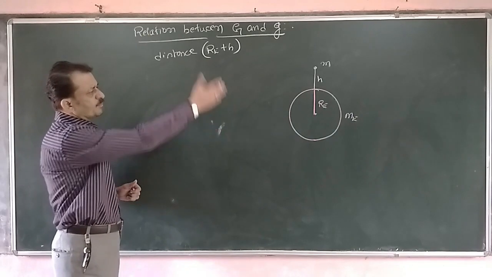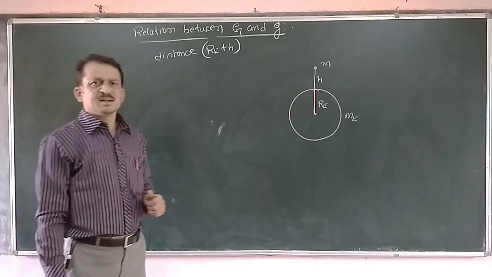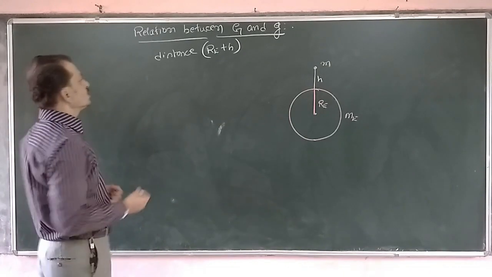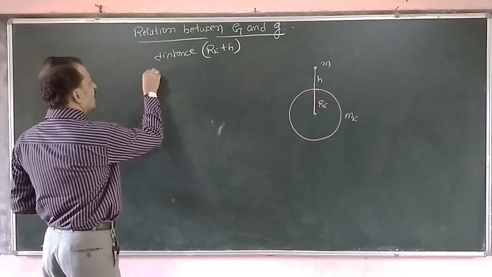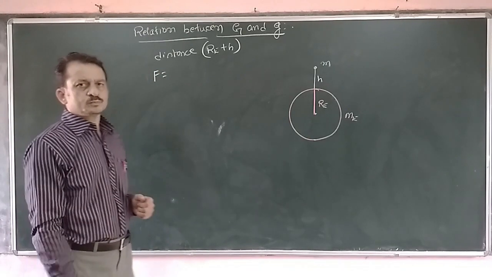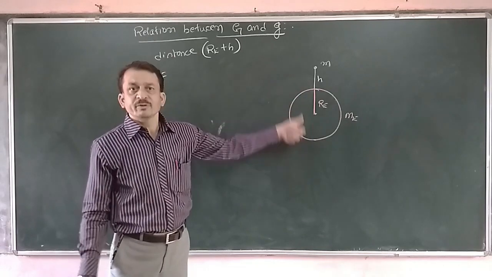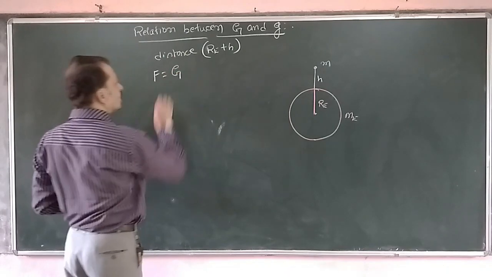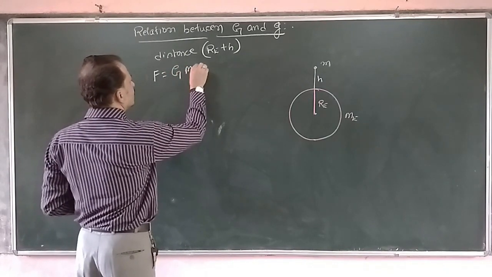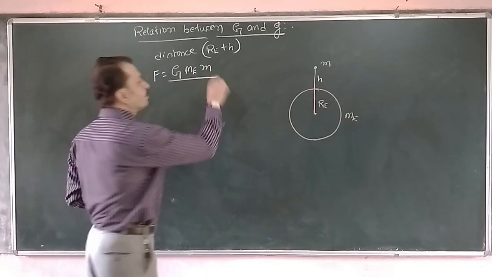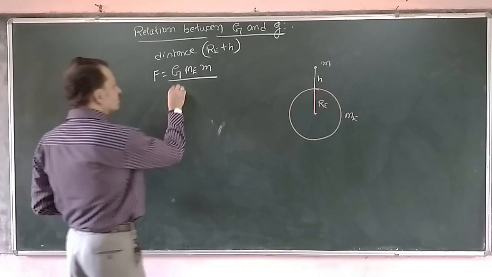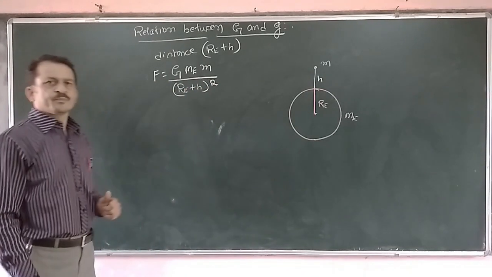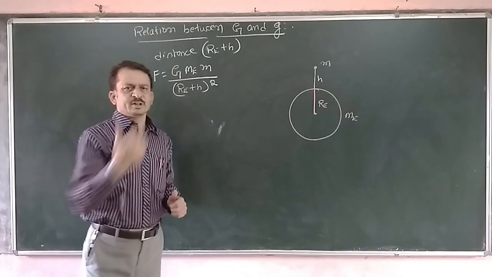Now since these two have masses, according to the universal law of gravitation, there is a gravitational force between the two. The gravitational force of attraction between the earth and the point object is given by capital G ME small m divided by the square of the distance. Now here the square of the distance is RE plus h whole square. This is the gravitational force of attraction between the two.